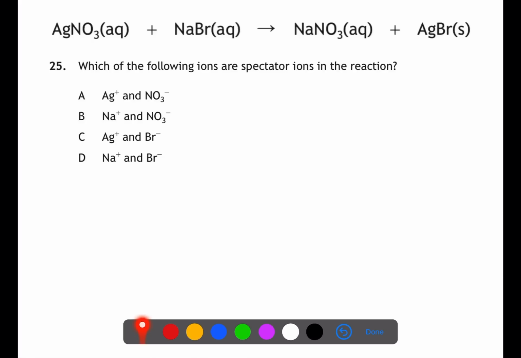Question 25. Which of the following ions are spectator ions in the reaction? Spectator ions are those which do not get involved in the reaction. The ions which have reacted are silver and bromide, as they have formed the solid. This means that the sodium and the nitrate are the 2 spectator ions within this reaction.